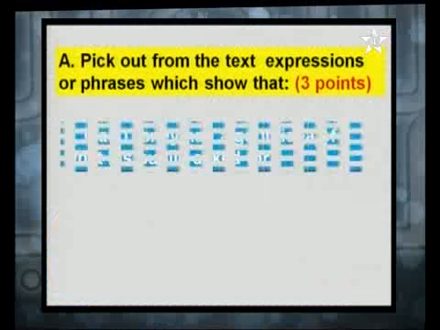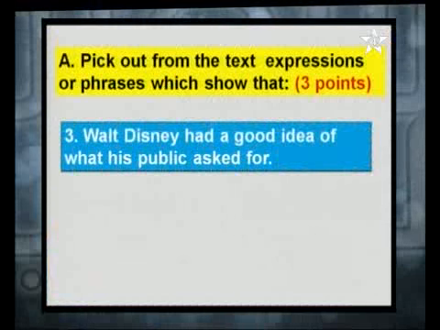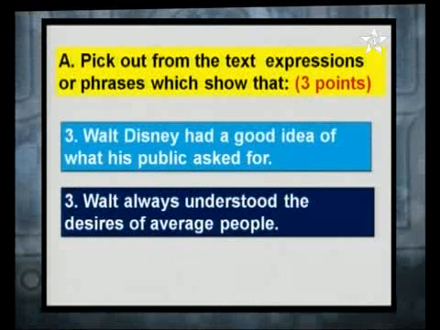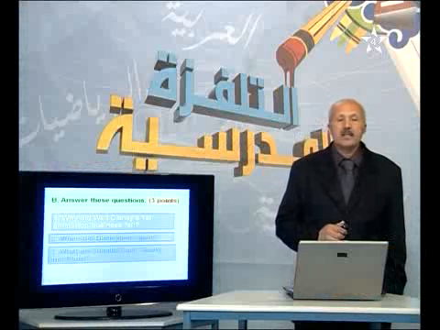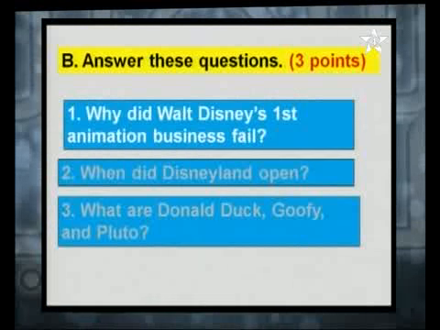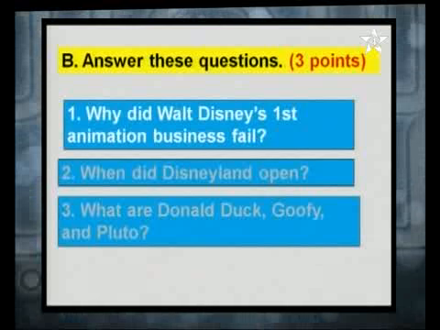So the answer is right. Walt Disney had a good idea of what the public asked for. Now this is the phrase or sentence which shows that. Walt always understood the desires of average people. Now second focused reading of the text. It's answer these questions. These are called WH questions. Now question number 1, it says, why did Walt Disney's first animation business fail?